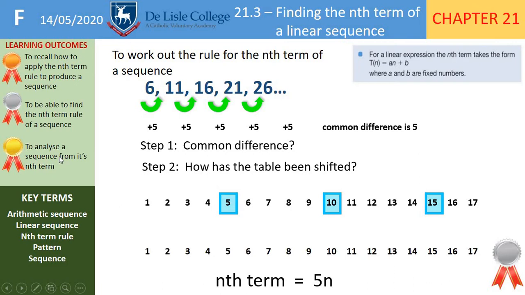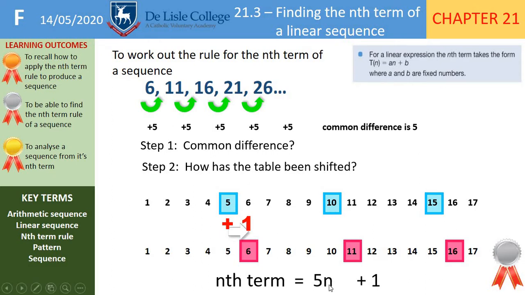So what do we have to do to the 5, the 10 and the 15 to get 6, 11 and 16? Well, we just have to add 1 on. So the second part of our nth term rule for that sequence is plus 1. So it's 5n plus 1. Let's check if it works.